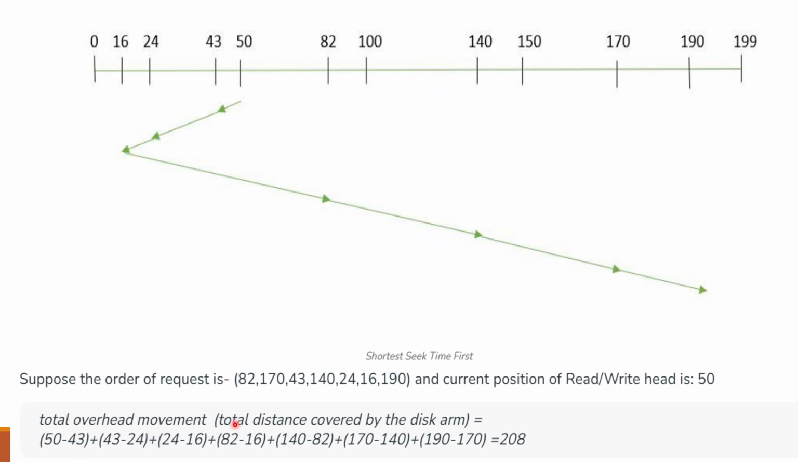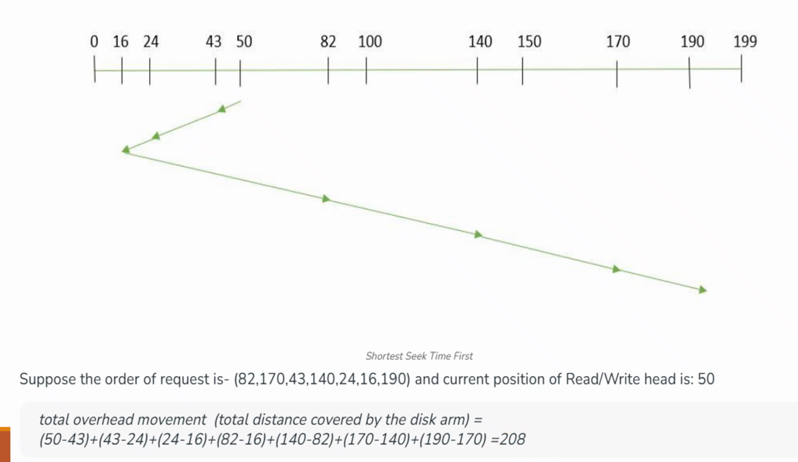So here the total overall head movement, or total distance covered by the disk arm, will be 50 minus 43, plus 43 minus 24, plus 24 minus 16, plus 82 minus 16, plus 140 minus 82, plus 190 minus 170, and at last 190 minus 170, which is equal to 208.